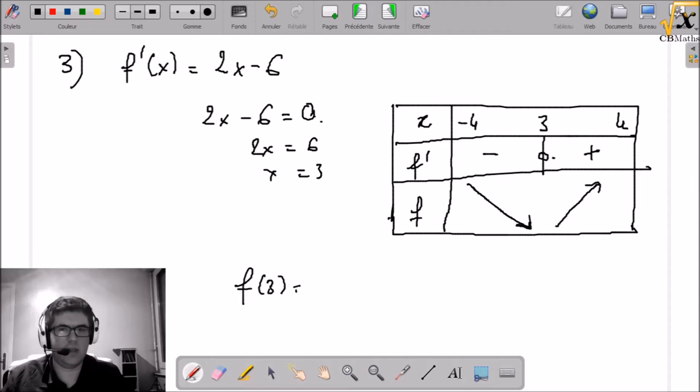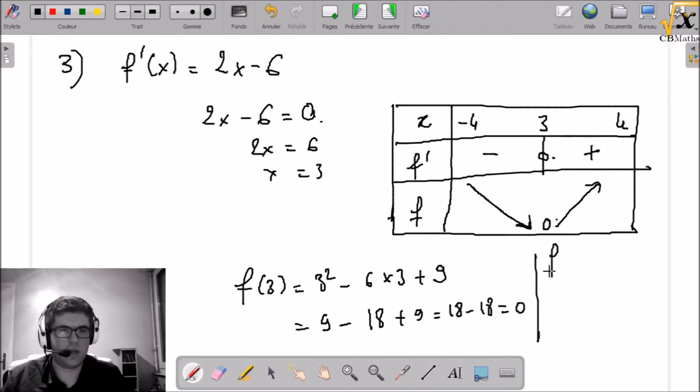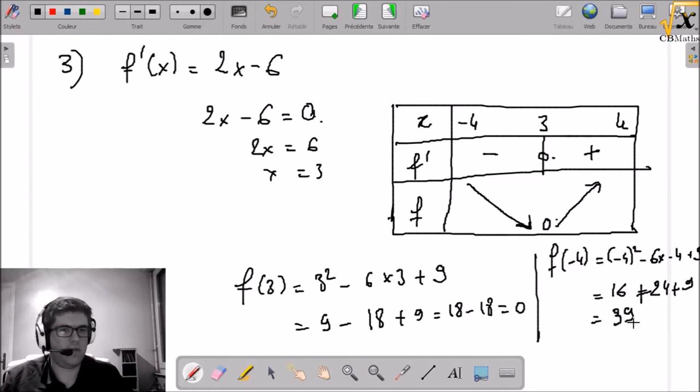f of 3 is equal to 3 squared minus 6 times 3 plus 9, equals 9 minus 18 plus 9, 18 minus 18 equals 0. f of minus 4 is minus 4 squared minus 6 times minus 4 plus 9: 16 plus 24 plus 9 is equal to 49.